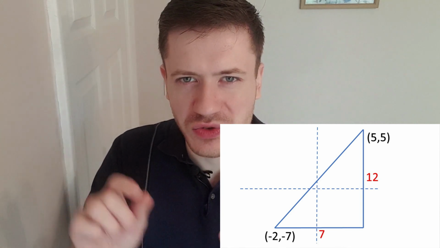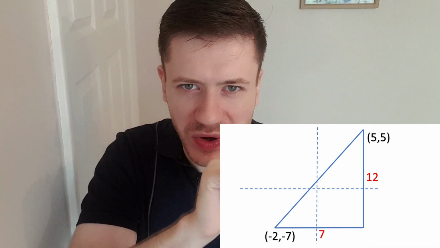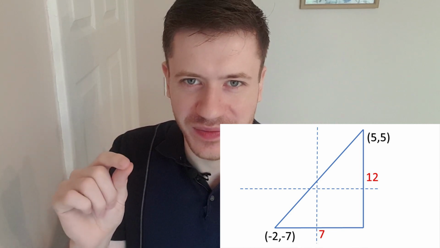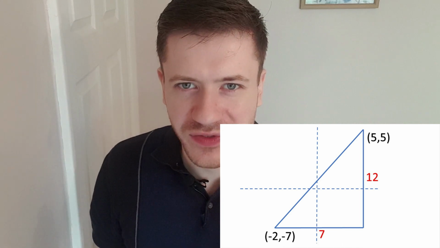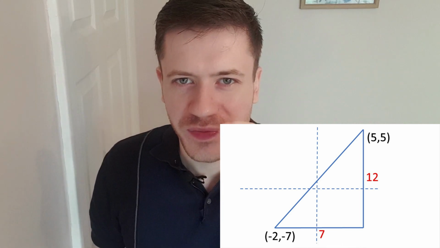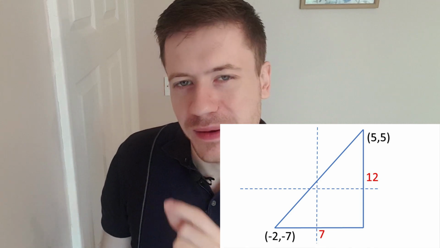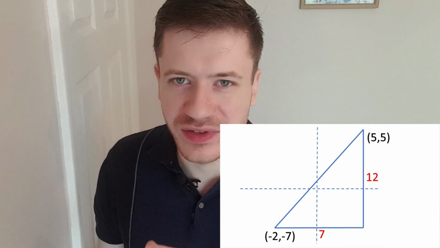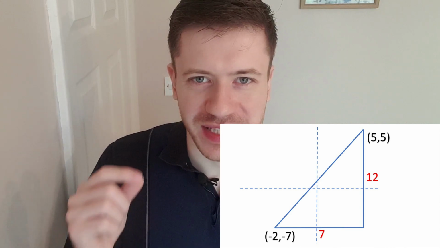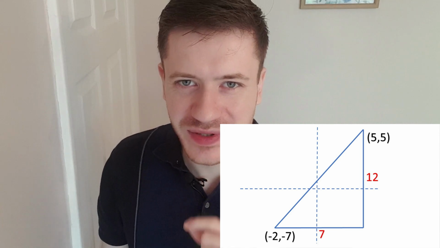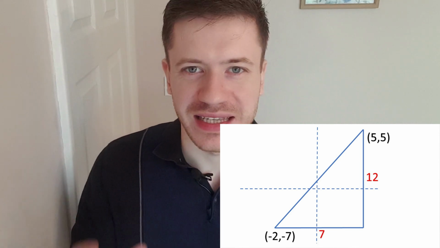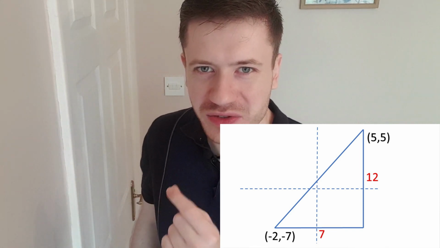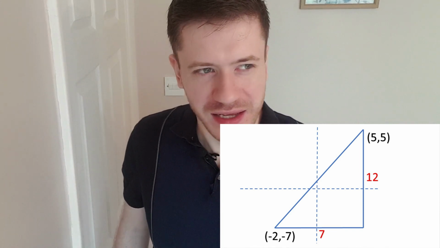If that doesn't make sense, draw it out visually and see if you can spot that the horizontal distance between those two coordinates would indeed be 7. What's the difference in the y coordinates? Well, 5 take away -7 again becomes a plus, and 5 plus 7 is 12. Popping those two results into our formula, we have 7 squared plus 12 squared equals c squared. 7 squared is 49, 12 squared is 144.